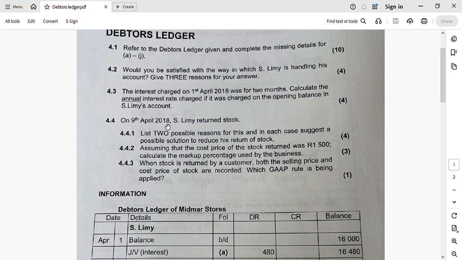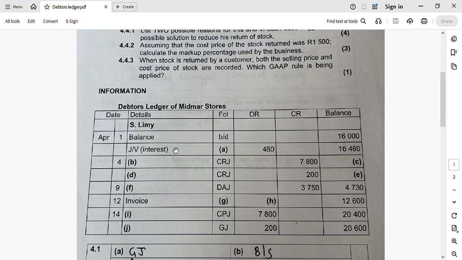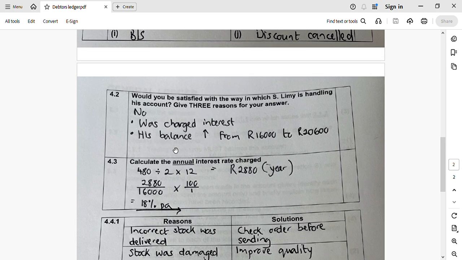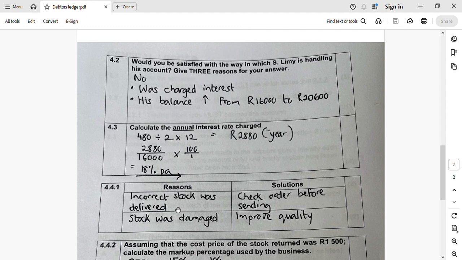Then on the 9th of April, Slimy returned stock. There's 2 possible reasons for this, and in each case suggest a possible solution to reduce his return of stock. Okay, there are various answers here. The first thing we could have done is delivered the incorrect stock, and a solution to that is obviously to check the order before you send it off. Make sure you're sending the correct items. Second thing, stock could have been damaged or was of poor quality. The solution to that is to improve the quality of the goods that you deliver to your debtor.